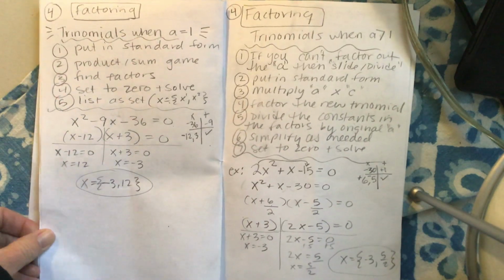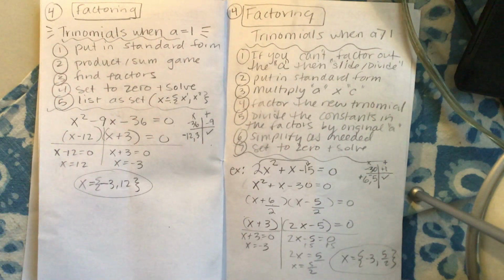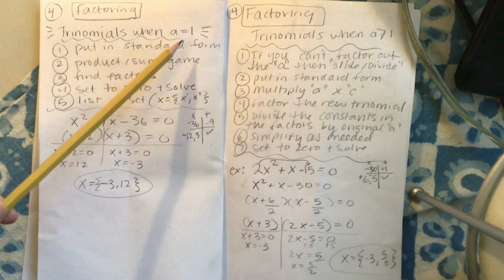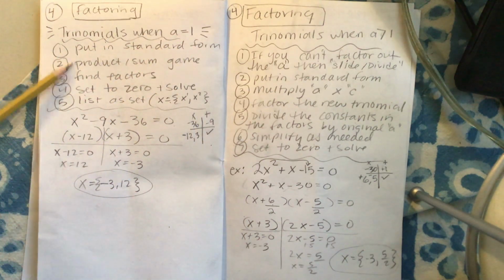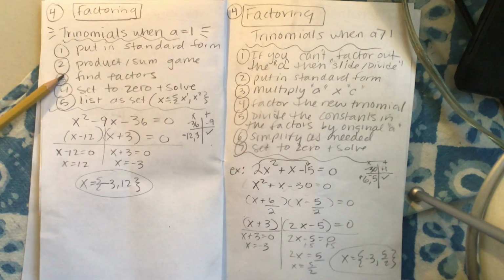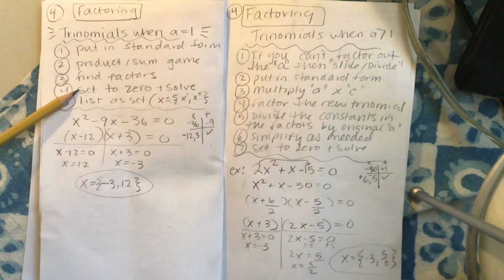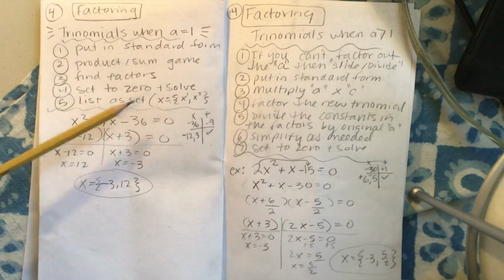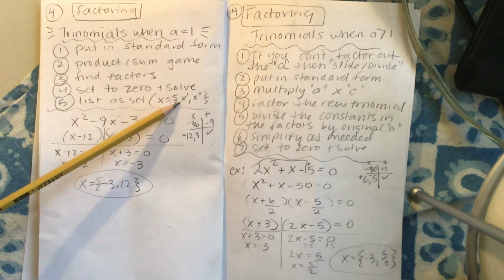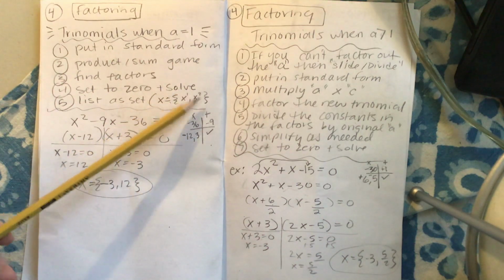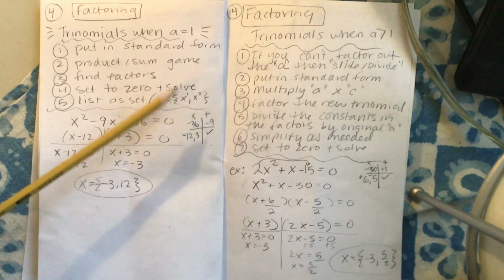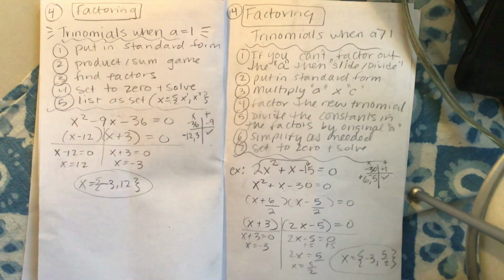Factoring. So, trinomials. I don't know why I started with this. I should have started with GCF, but that's okay. When a is 1, these are the basic product sum game. So make sure it's in standard form. Do the product sum game, find your factors, set to 0, and solve them. And then you're going to list it as a set. So remember those braces. These are called braces. And these are the x values that would make the equation true if y were 0.